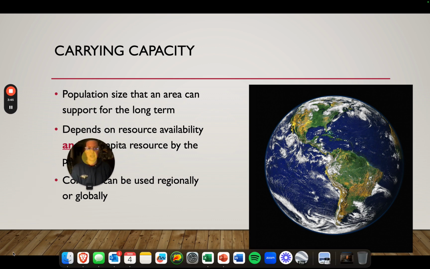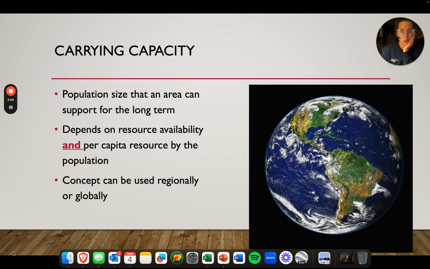In that same vein, the last thing to consider here for our content for this week, I know it's a lot of content, but you've done it, it's all right, is something called carrying capacity. This is where we look at the population size that an area can support for the long term. This depends on resource availability and the per capita resource use by the population. This concept can be used regionally or globally. If everyone on planet Earth used really low amounts of resources, then our carrying capacity would be really high, right? If we were not consuming and buying, then we could live, thrive, and survive for a while with a large carrying capacity. But if everyone uses a lot of resources, then the carrying capacity would be low.